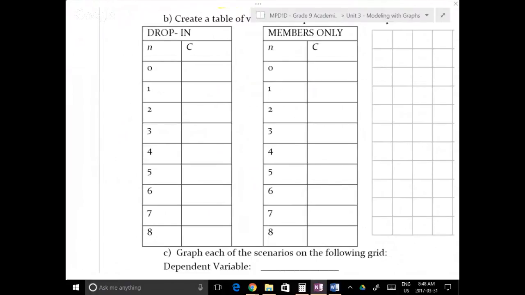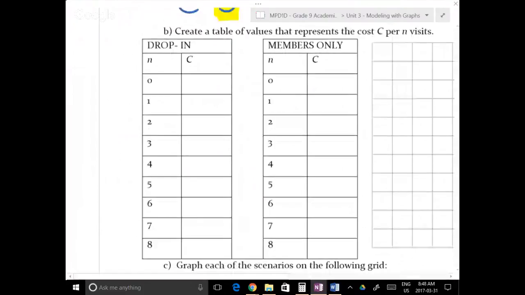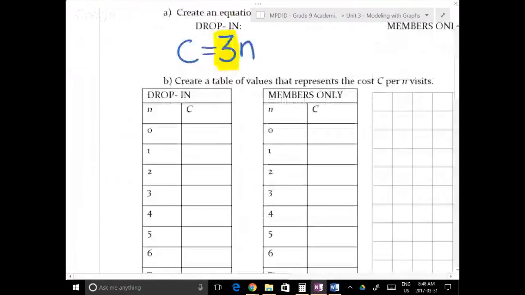Sorry? That's okay. We're going to talk about it. What am I supposed to do now? So I want you to fill this out for the drop-in. Put the equation there and then just fill it in. Can I see? Yeah, you're doing great. Good job. Can I see?